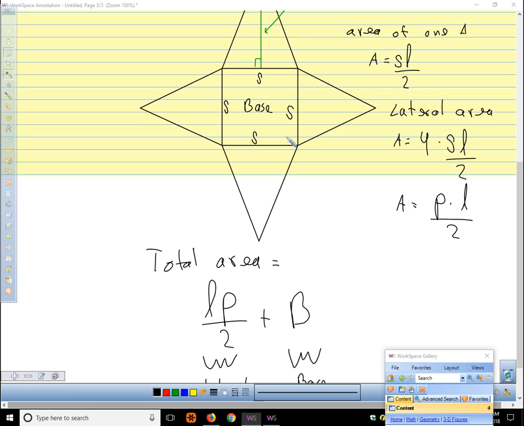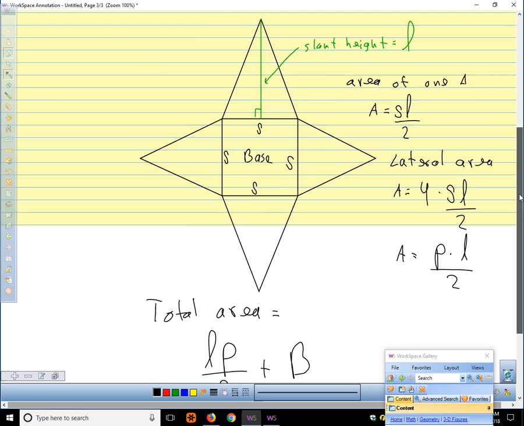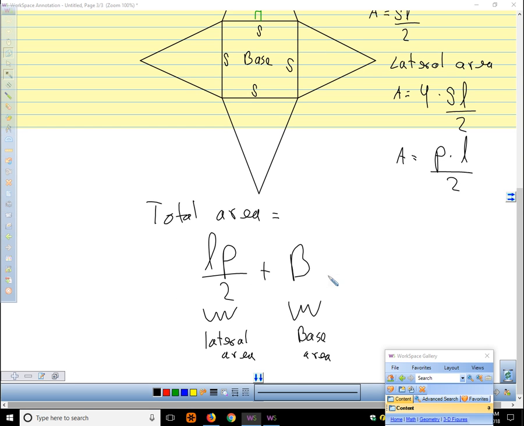So we're adding up the lateral. Our formula comes from adding up the area of the triangles. We get the perimeter times the slant height divided by 2, and we add that to the base area. So that's where our formula comes from. You can always find your surface area by making a net, but the formula comes from this. So let's write out our formula, and then we'll talk about what all the parts mean, and then we'll look at some problems.